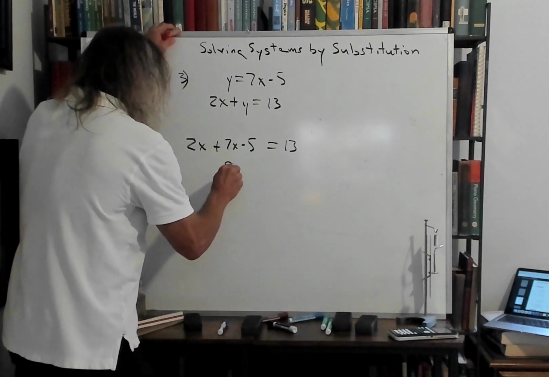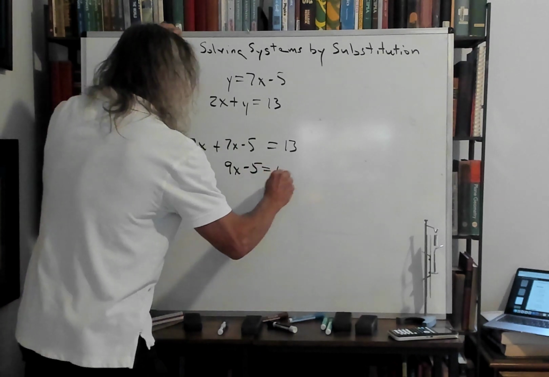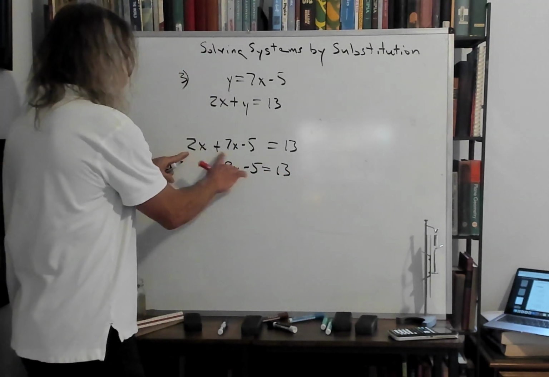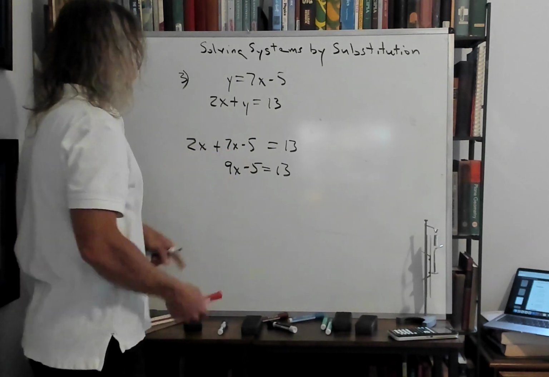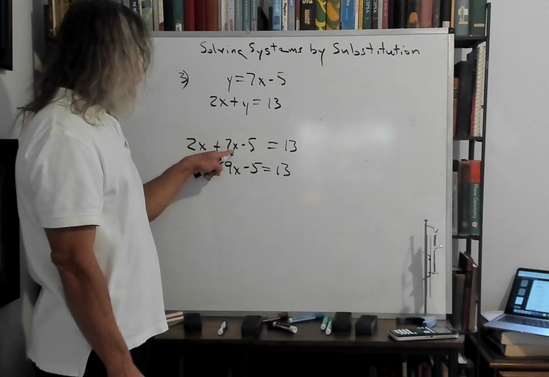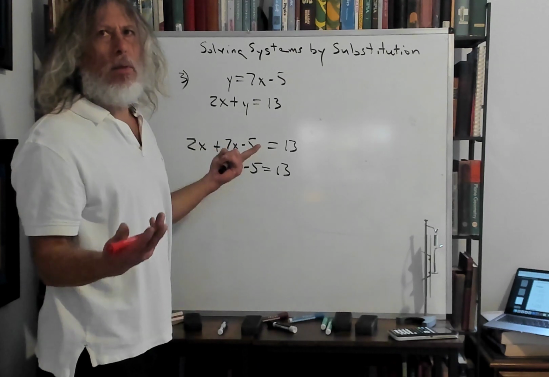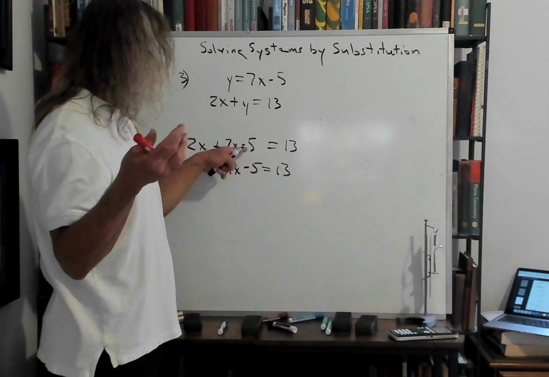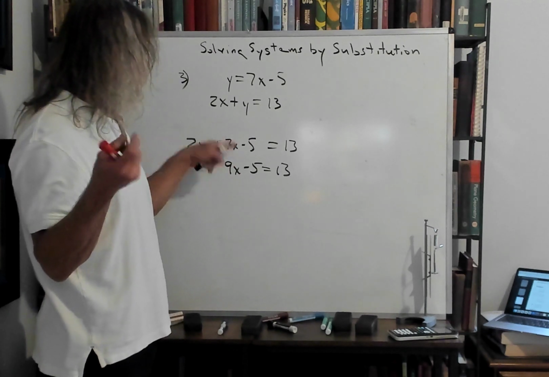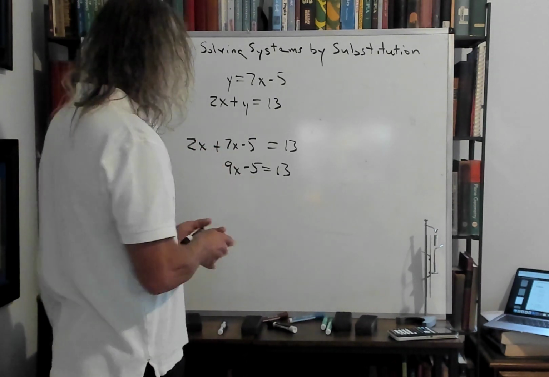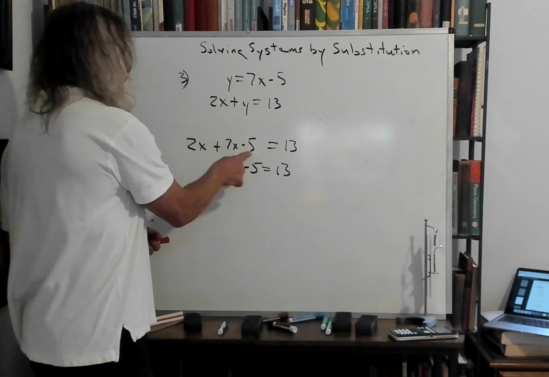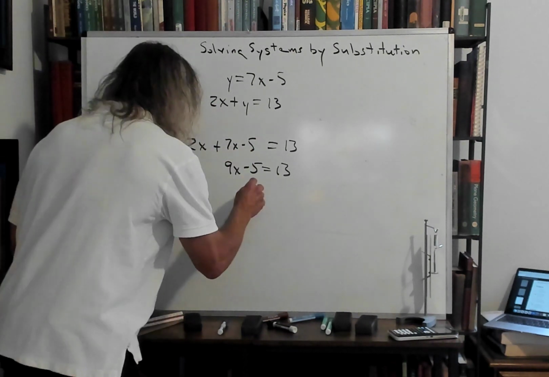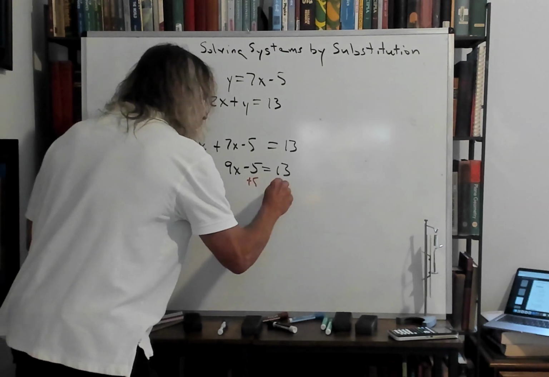9x minus 5 is 13, because 2 of something and 7 of something is 9. Now there's 7 of these, but this is 5 like ones. 1 plus 1 plus 1 plus 1 plus 1 is 5. But this is 7 times something we don't know. 7 of these and 5 ones, we cannot combine them. Add 5 to solve this.